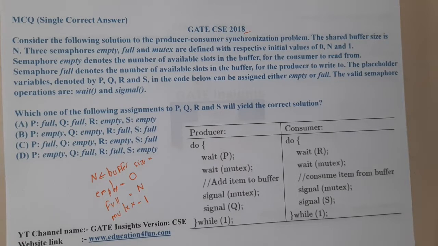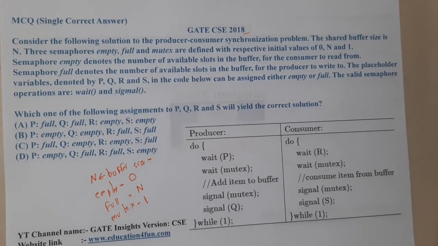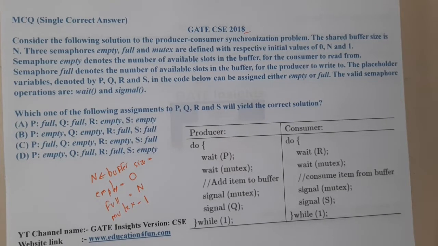They are saying initially there are 0 empty slots. So it's counting in the reverse way. Basically we would say empty slots are n and the number of full slots are 0, but the terminology is working in the reverse way here. Semaphore empty denotes the number of available slots in the buffer for the consumer to read from. Semaphore full denotes the number of available slots in the buffer for the producer to write to.